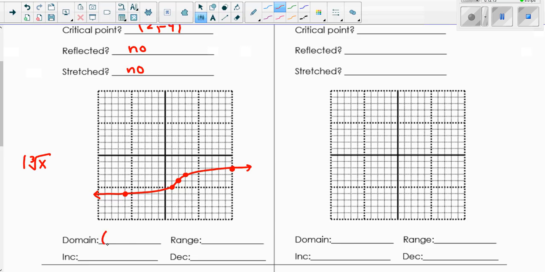Alright, domain, I go all the way left and all the way right. Range, I go all the way down and all the way up. This function is never decreasing, so that means it's increasing over its entire domain. There we go.